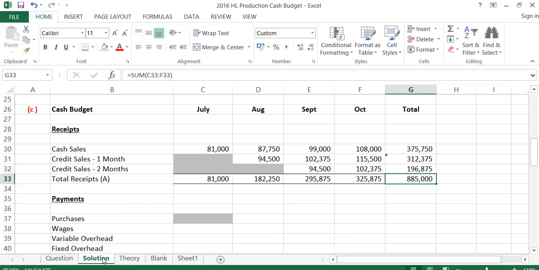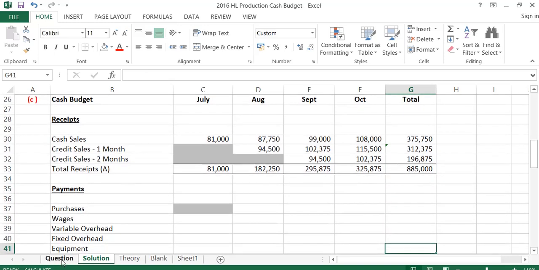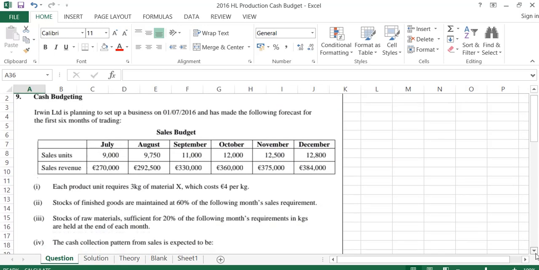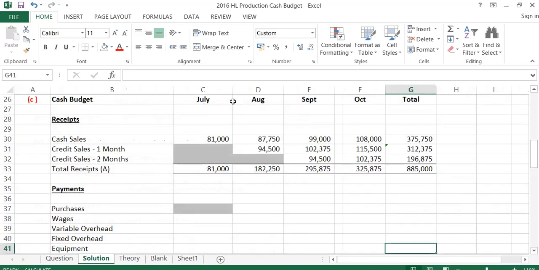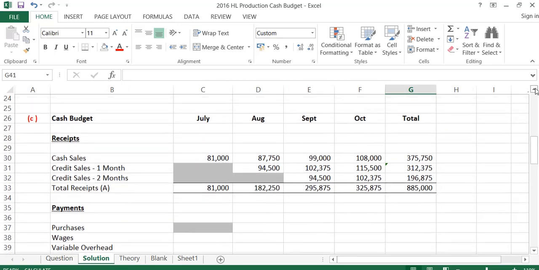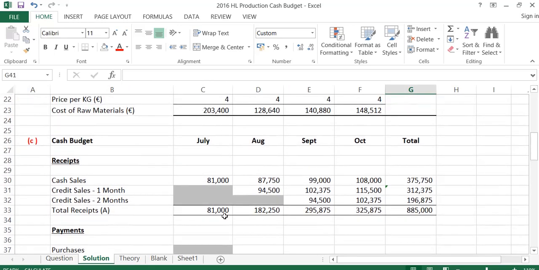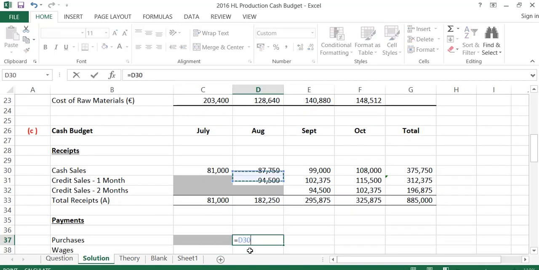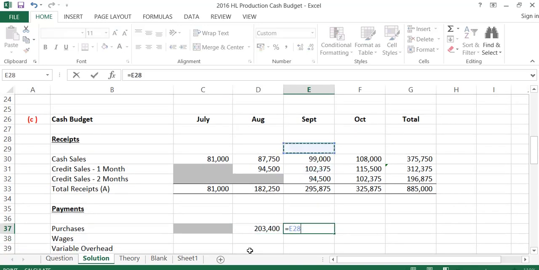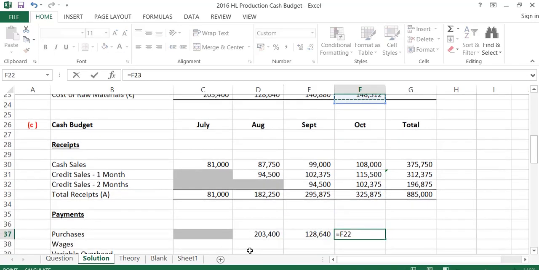And that gives me my total receipts. The next thing I have to work out are my payments. In the payments, it says in part V, 1 month's credit is received from suppliers. So the stuff I purchased in July, I pay for in August. So I won't have to pay for anything in July because I get 1 month's credit. And then in August, I just pay for July purchases. In September, I pay for August purchases, and in October, I pay for September purchases.